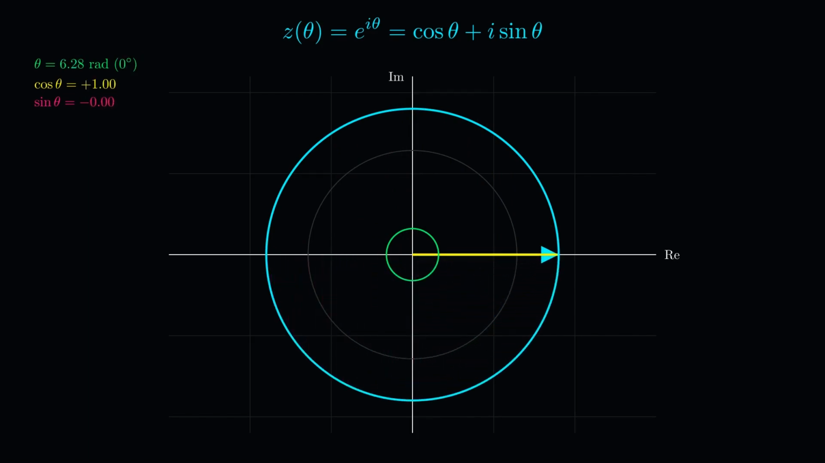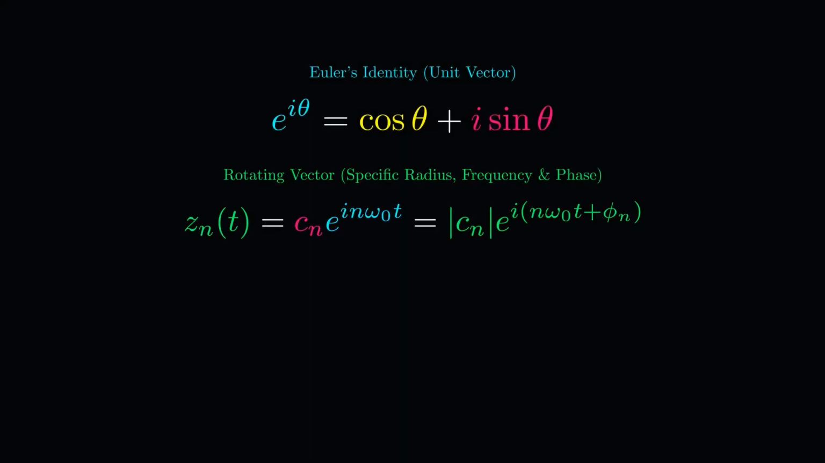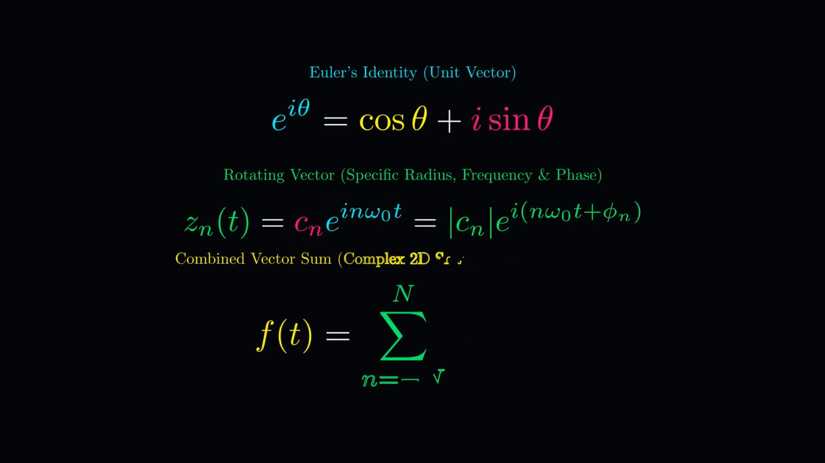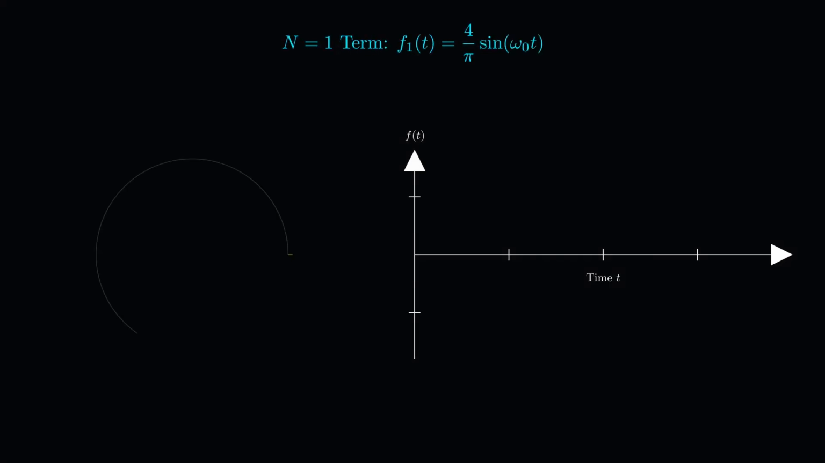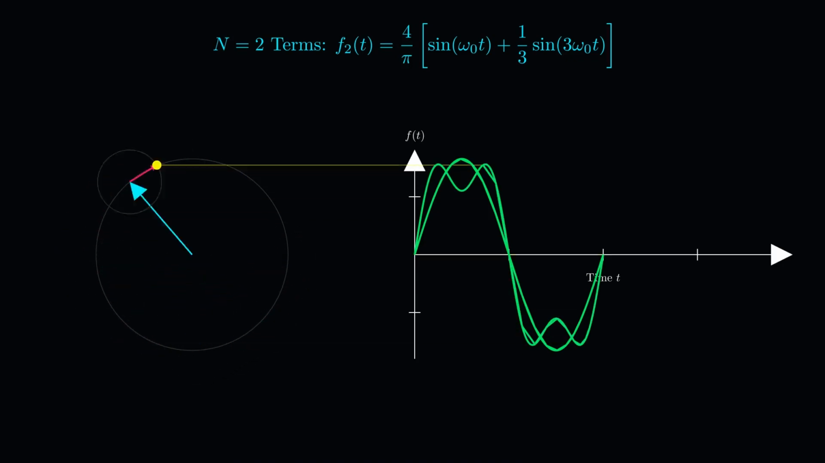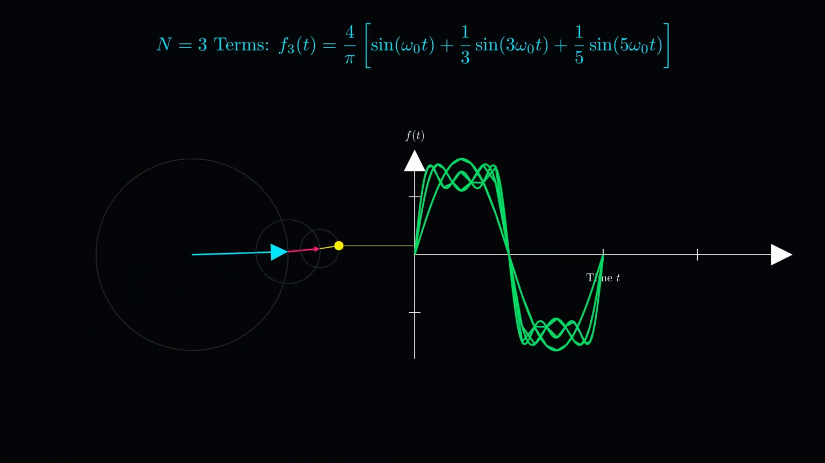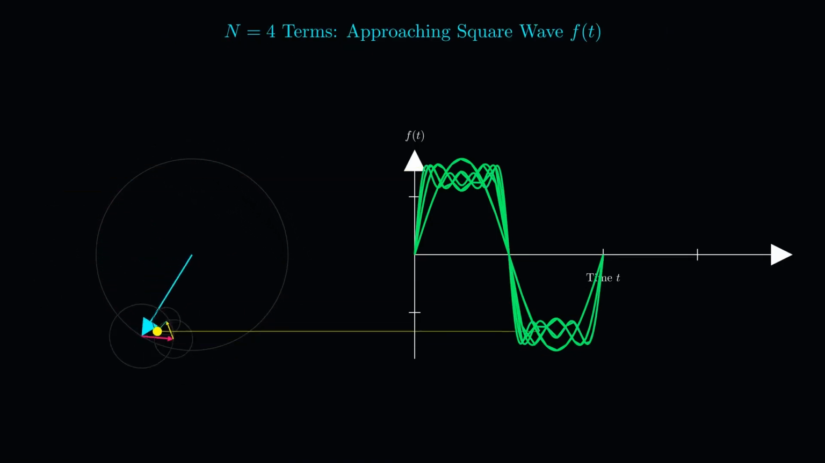rotating circle as a complex exponential vector c_n e raised to i n omega 0 t with a specific radius, frequency, and starting angle. When you chain these rotating vectors end to end, their combined tip traces out complex, repeating 2D shapes and periodic waveforms. As you add more harmonics to the series, the approximation gets sharper and smoother, eventually reconstructing the exact original wave. That is what the Fourier series actually does.